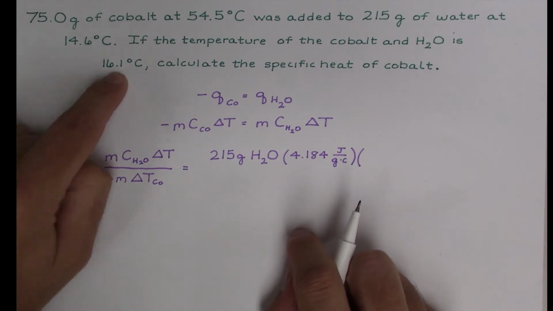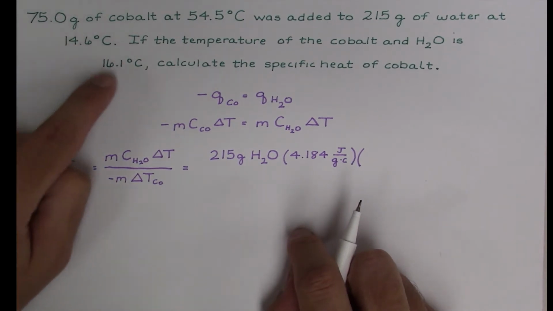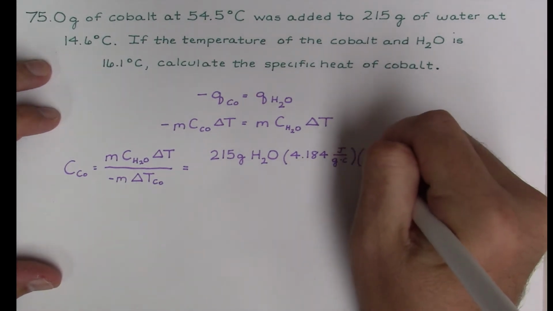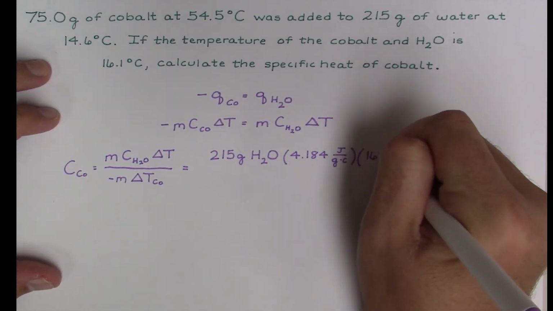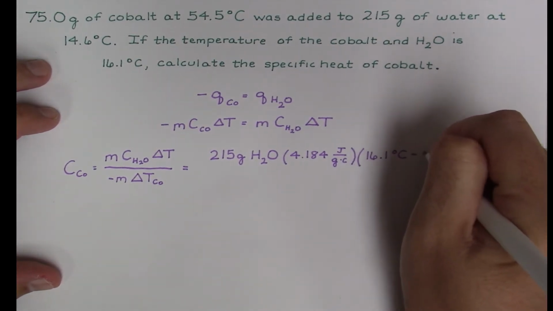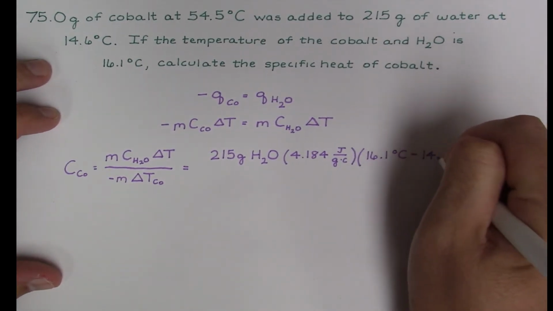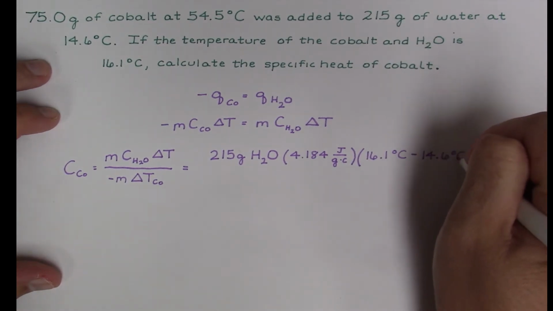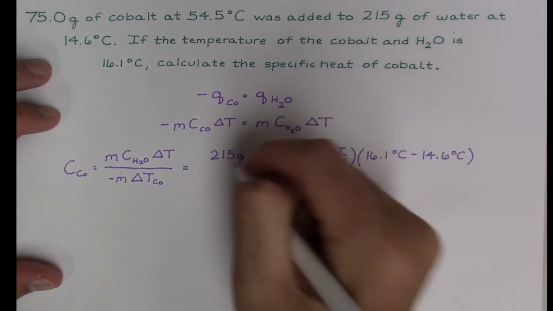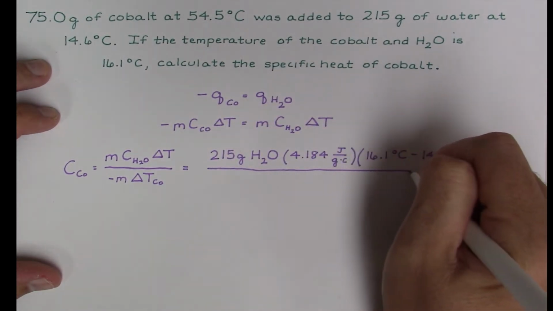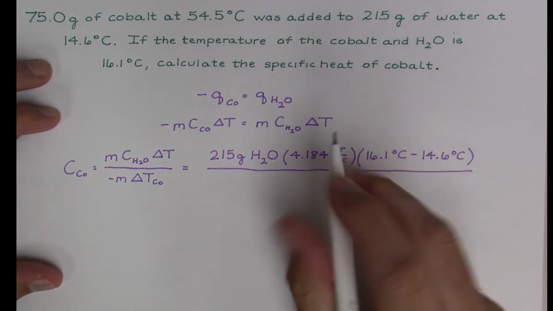Finally, let's look at our temperature change. Our final temperature is going to be the 16.1 because as we are adding the warm metal, the temperature should rise. So we will put in for our T final 16.1 degrees C, and for our initial temperature 14.6 degrees C. This includes all of our variable identification for our water gainer.